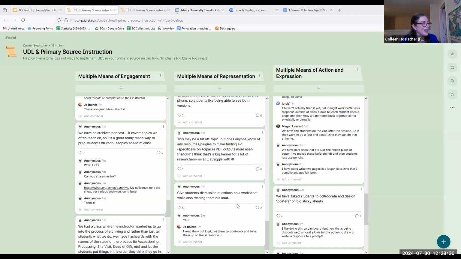Another person said giving students discussion questions on a worksheet while also reading them out loud. Yes, so allowing students to read while they're also hearing something at the same time. It's that multiple pathways to the material, which is really important.